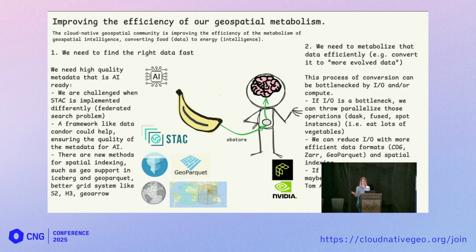There's this useful breakdown provided by Tom Augspurger of I/O or compute being a bottleneck. If I/O is a bottleneck, we can basically throw more distributed computing at it, so that's like using Dask. We can also reduce I/O by using some of these cloud-optimized geospatial formats and spatial indexing. And if compute is a bottleneck, maybe we can even use the GPU.